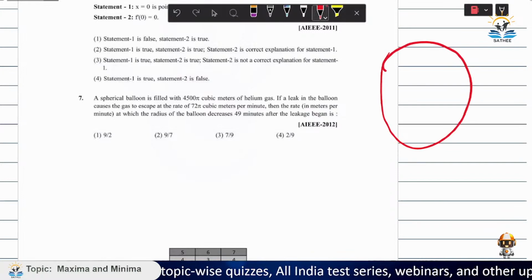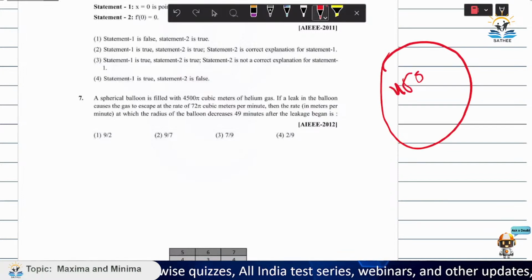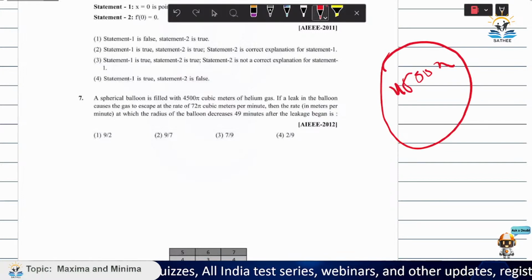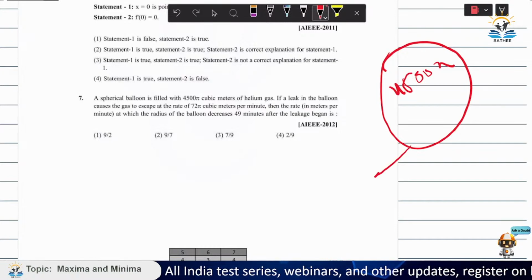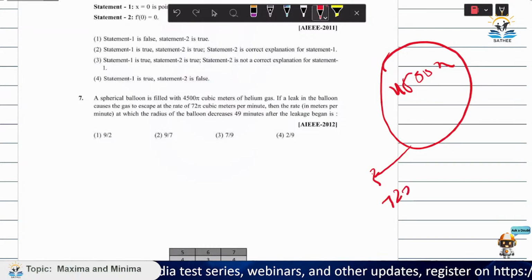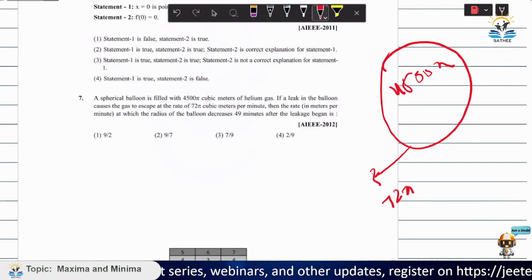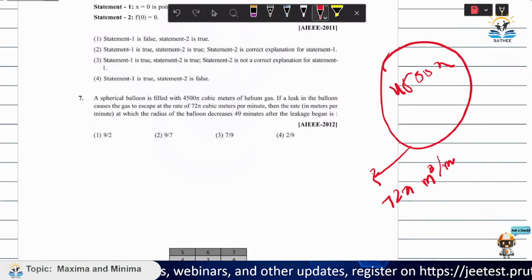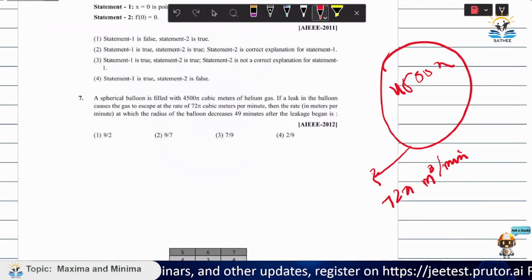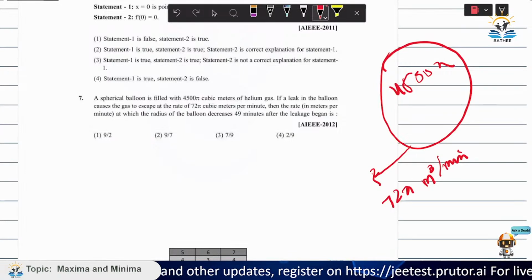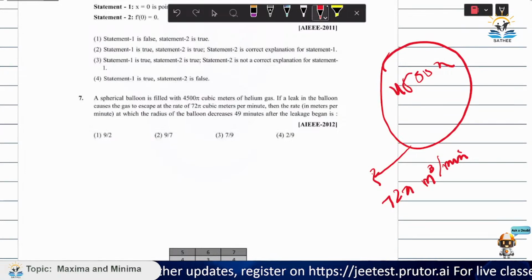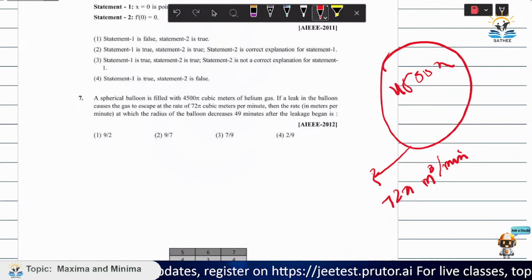We have a balloon, inside it there is 4,500 pi of gas, it is leaking, and the rate of the leak is 72 pi cubic meter per minute, right? Then the rate in meters per minute at which the radius.